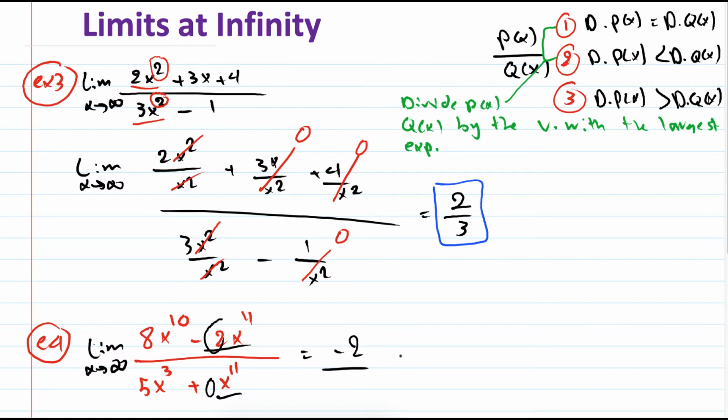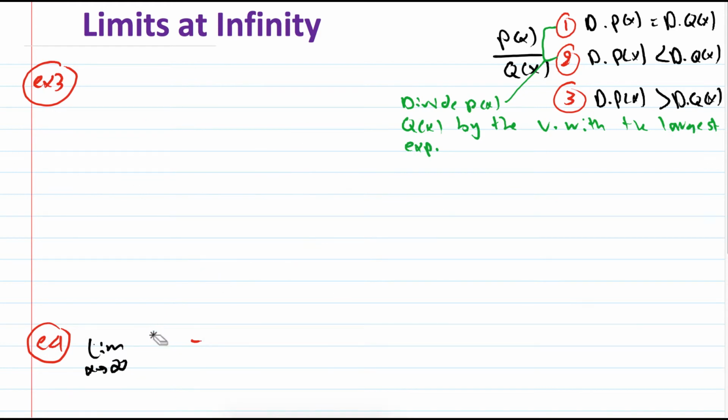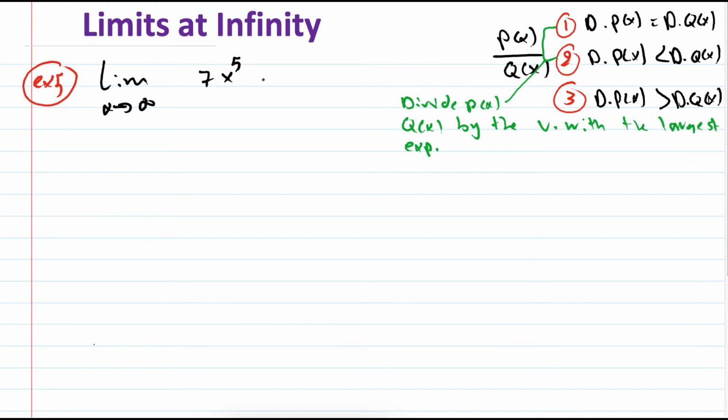As simple as that. Okay? So let me give you another example such that the degree of p of x is less than the degree of q of x. That is case 2. So example 5. Suppose I have the limit as x approaches infinity of 7x to the 5 minus 8x plus 1 over 3x to the 6 minus 2x minus 5. I want to find the limit of this function as x approaches infinity.